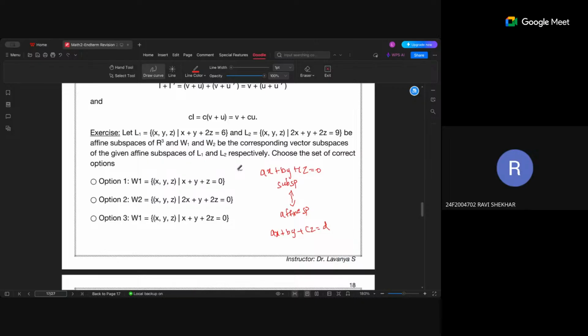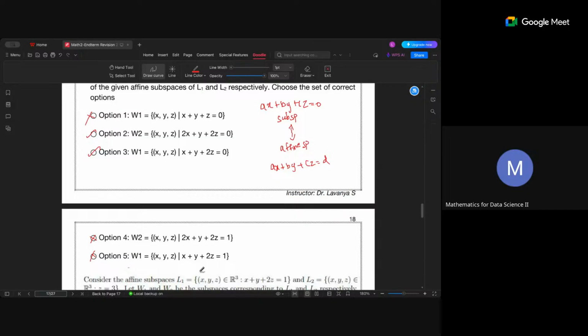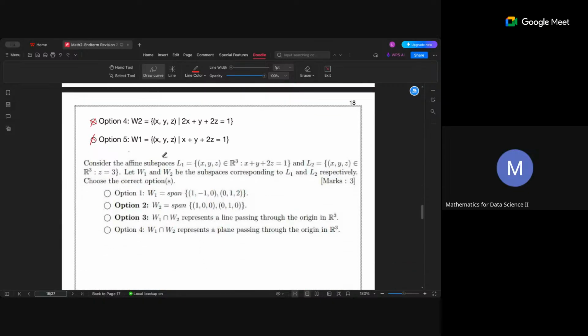Option 3. So x plus y plus 2z is equal to 0 for W1, right? And for W2, 2x plus y plus 2z is equal to 0. Ma'am, in this case, we just check the equations only? Yes, just check the equations. Okay, fine. Look at this now.